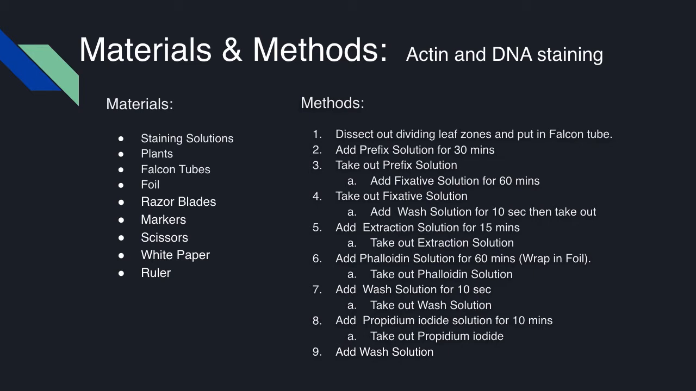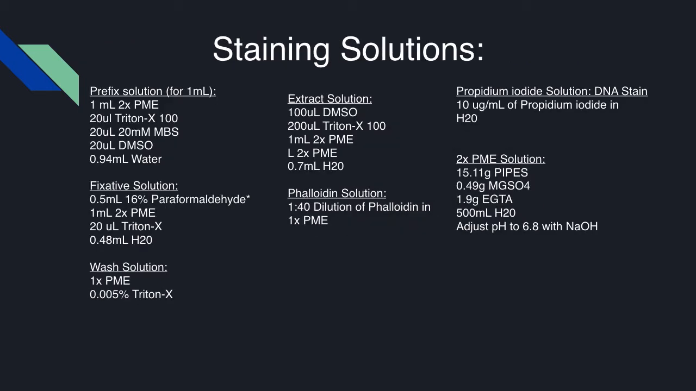After an hour, the phalloidin solution was taken out and 1 milliliter of wash was added for 10 seconds and then taken out. 1 milliliter of propidium iodide solution was then added for 10 minutes while the Falcon tube was still wrapped in foil. After 10 minutes, propidium iodide was taken out and 1 milliliter of wash solution was added and kept in the tube. All the materials that were used are listed to the left.